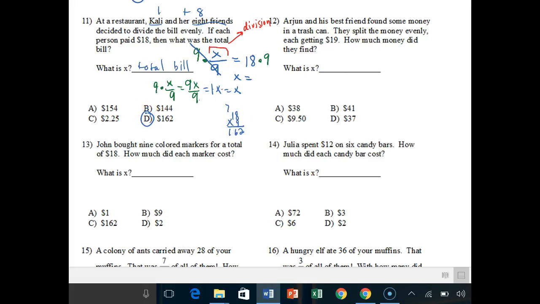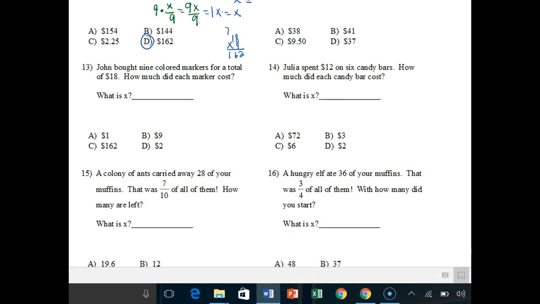I'd pause and try to do number 12. In fact, I'll help you out. How much money did they find is X. Money found is X. But they're dividing it, right? So X divided by he and his friend, which is 2, is equal to 19. Okay, very similar problem setup there.